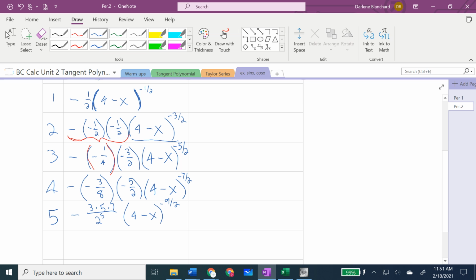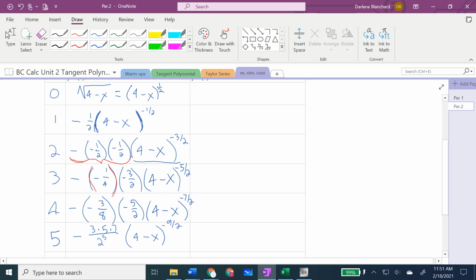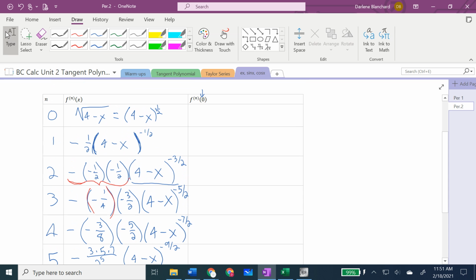Now, once you figure out the pattern that the derivative itself is taking on, you're probably ready to figure out the pattern for when you plug the center in. When I plug in 0, I get the square root of 4, which is 2. When I look at the first derivative, I have negative 1/2 times. That negative exponent really says 1 over the square root of 4.